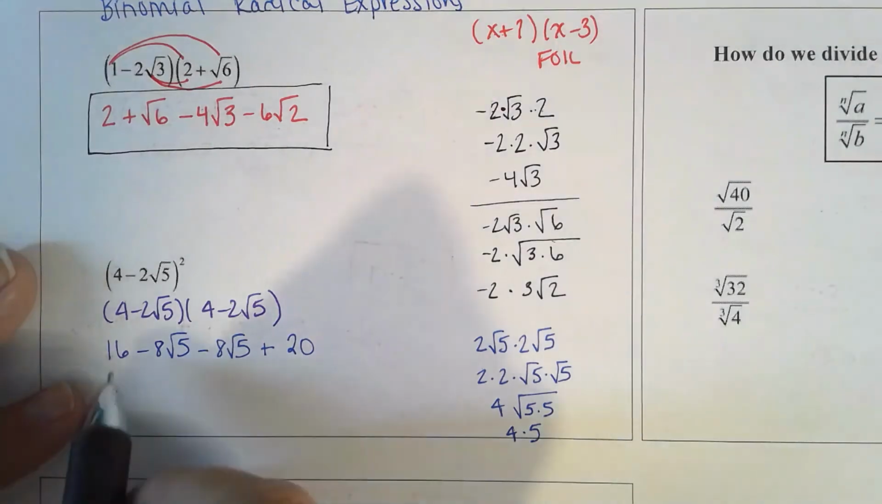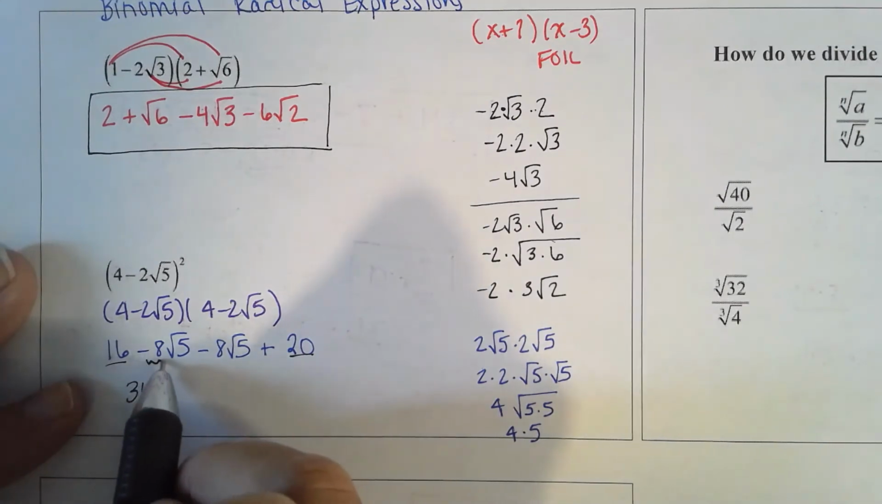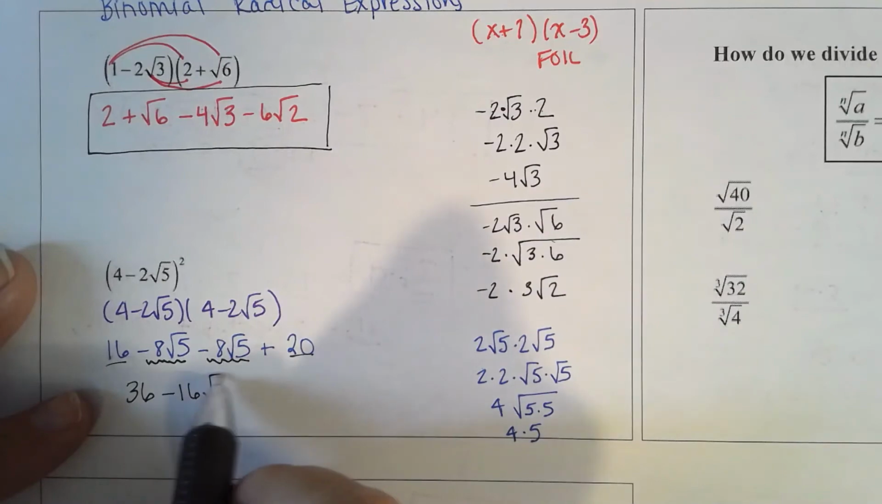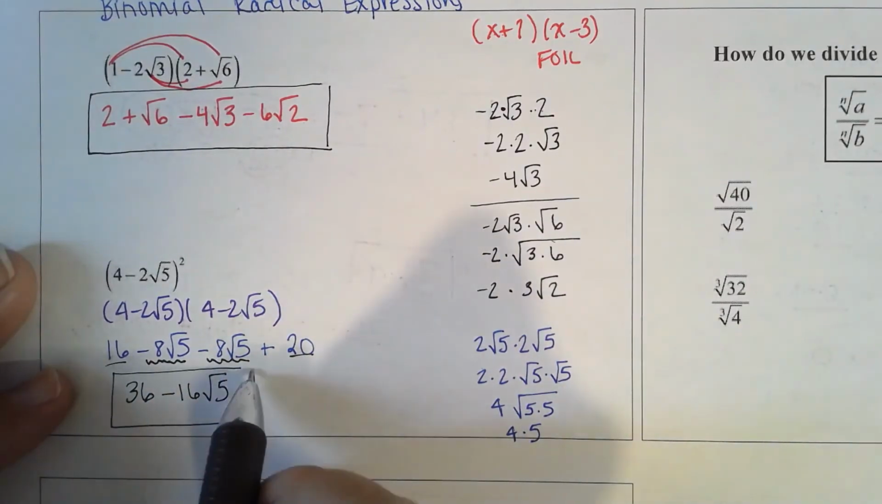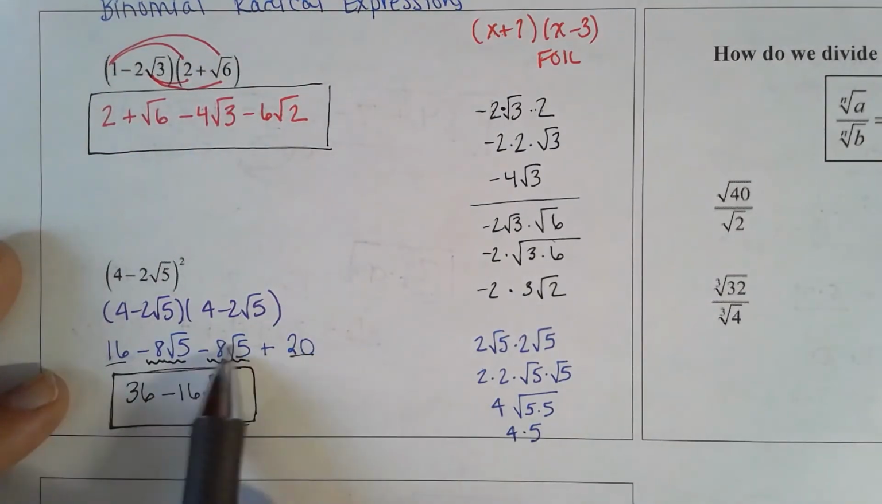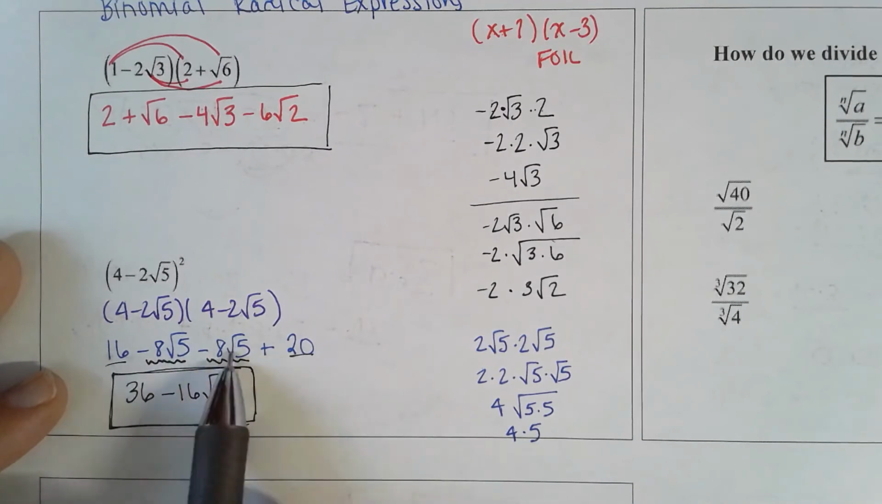So let's look for our like terms. I have a 16 plus a 20, which is 36. I have a negative 8 radical 5 and another negative 8 radical 5, for a negative 16 radical 5. Again, we're combining like terms there. So when I combine these, the radical 5 doesn't change. I'm not multiplying these together. I'm adding them.